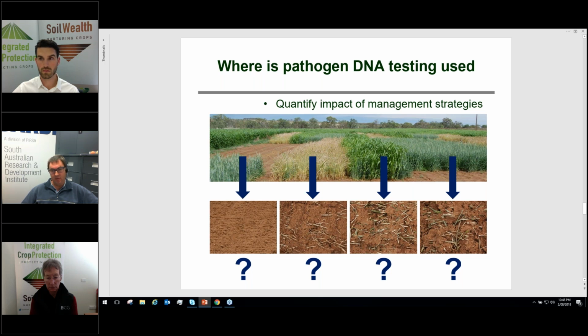So the crop after this didn't show a lot of symptoms, but what we do know is, because we measured the pathogen DNA prior to these crops, after these crops, and going into the next crops, we know that these crops actually had quite a substantial impact on that. So it's a very powerful technology in adding that extra information across a field trial.